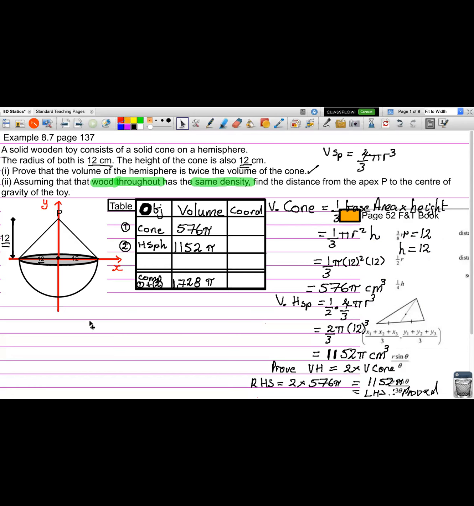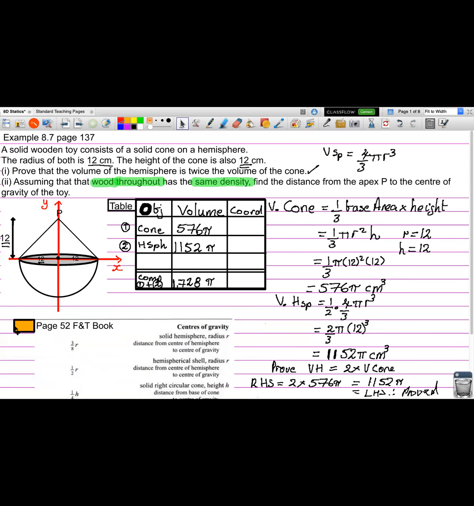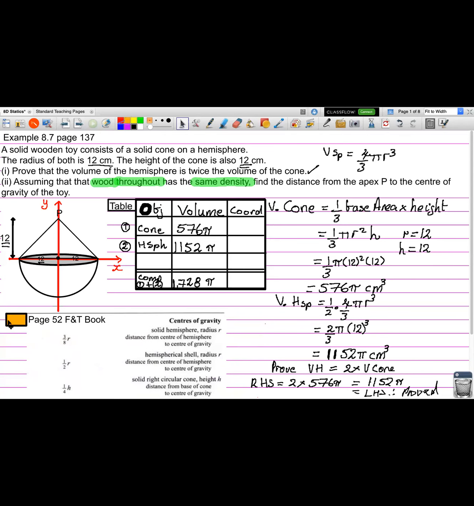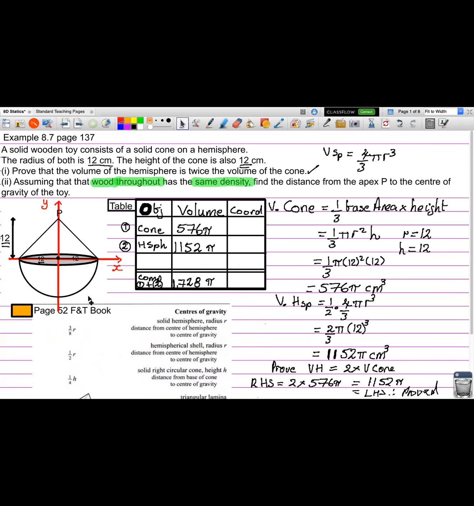Well, that's grand, because what I'm going to do now is I'm going to have a look at it here. So it says here, the hemisphere is 3/8 from the center, and the right circular cone is 1/4 from the base.